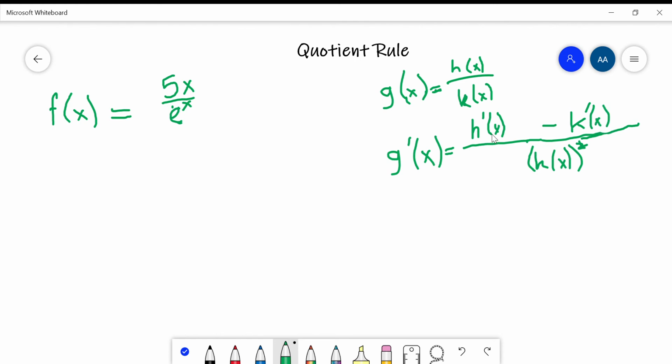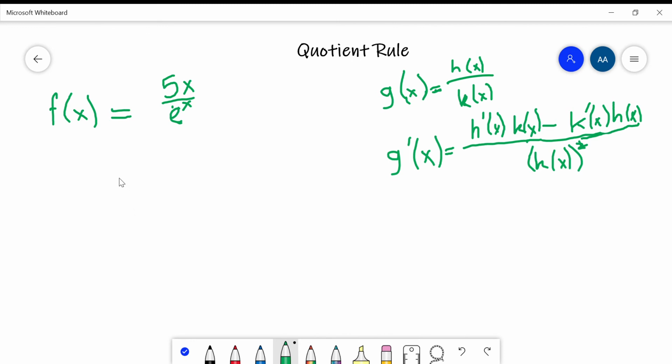So it's just going to be h prime of x, k prime of x, and then you're going to have k of x. So very similar to the product rule, except obviously you have a minus in the middle, and you have to actually keep in mind as to what the sides are. And then you also need to remember the k of x squared at the bottom.